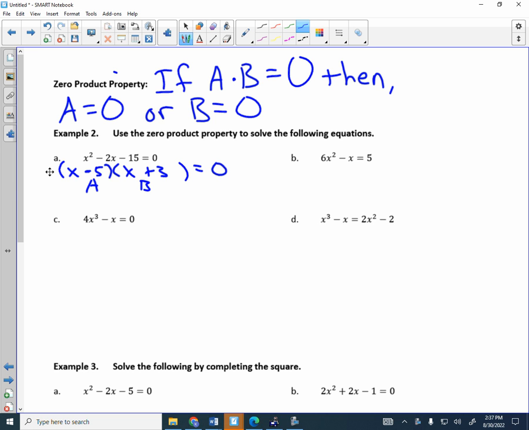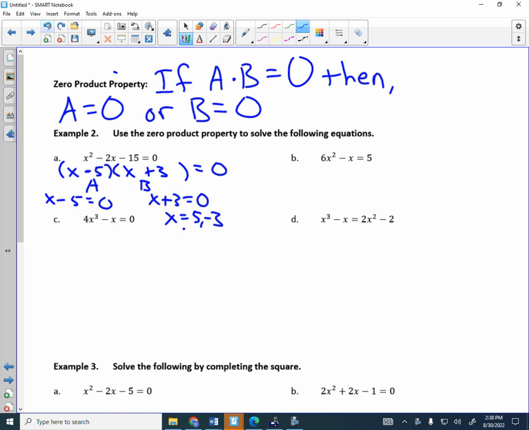Then either A is 0, so x minus 5 is equal to 0, or x plus 3 is equal to 0. So we solve and we get x is equal to what? 5 and negative 3. Also, look at the degree of the polynomial. What's the degree of the polynomial? So how many solutions should we have? According to the fundamental theorem of algebra, that's what it states. Coolest thing in all of algebra. Fundamental theorem of algebra is chapter 3, my favorite chapter.